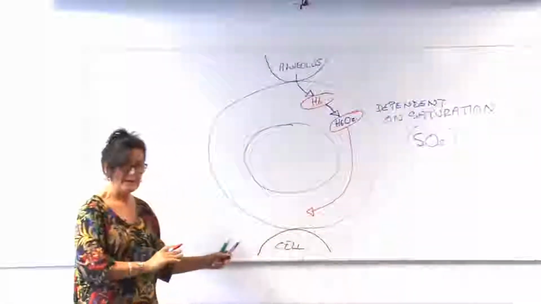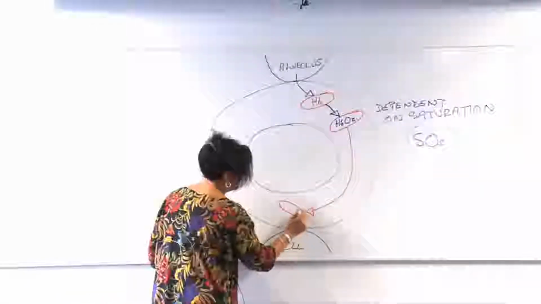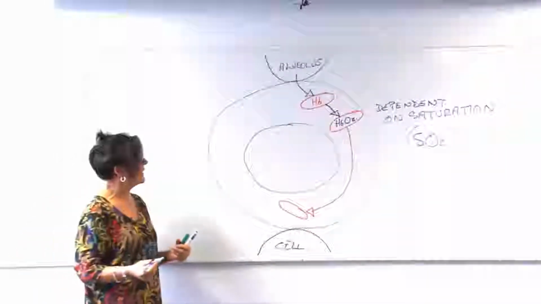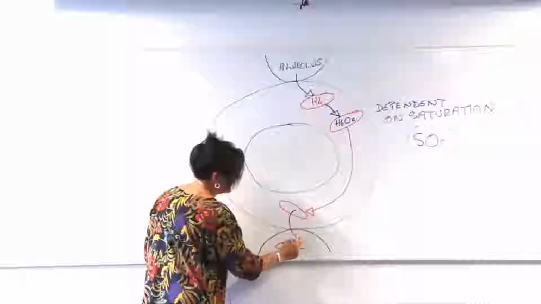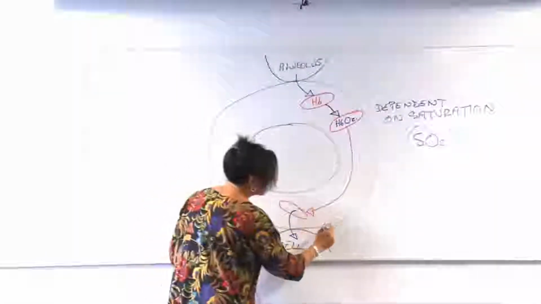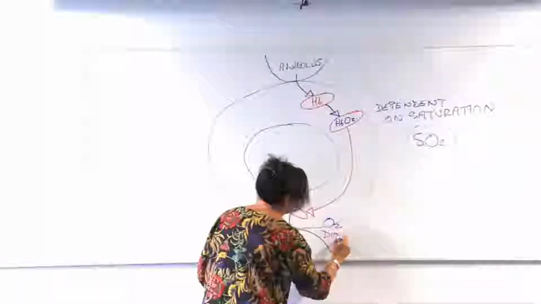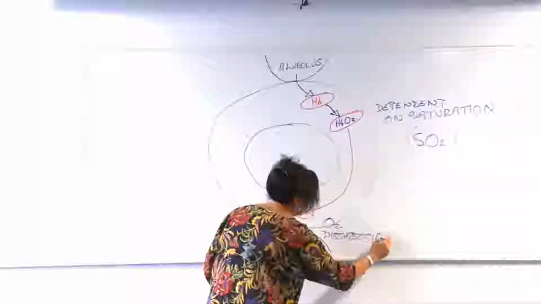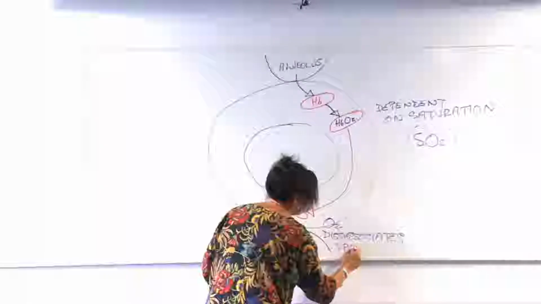When we get to where it's needed, here's our erythrocyte, oxygen is going to dissociate from the hemoglobin so that it can diffuse into the cell. So oxygen dissociates from hemoglobin.